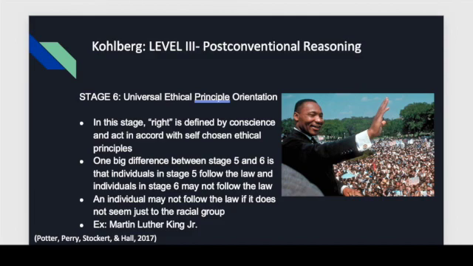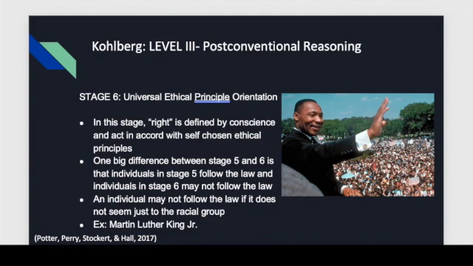In this stage, right is defined by a conscious decision to act in accord with self-chosen ethical principles. One big difference between stage 5 and 6 is that stage 5 will follow the law, while stage 6, the individual may not follow the law and will do what is most just. An individual in this stage may not follow the law if it does not seem just to the racial group.